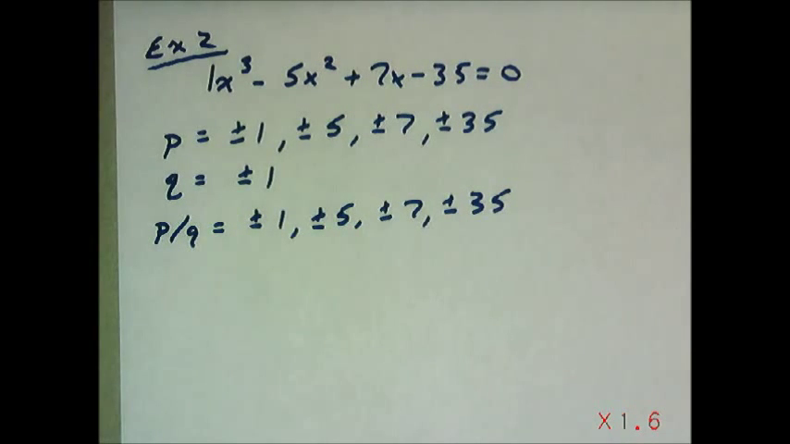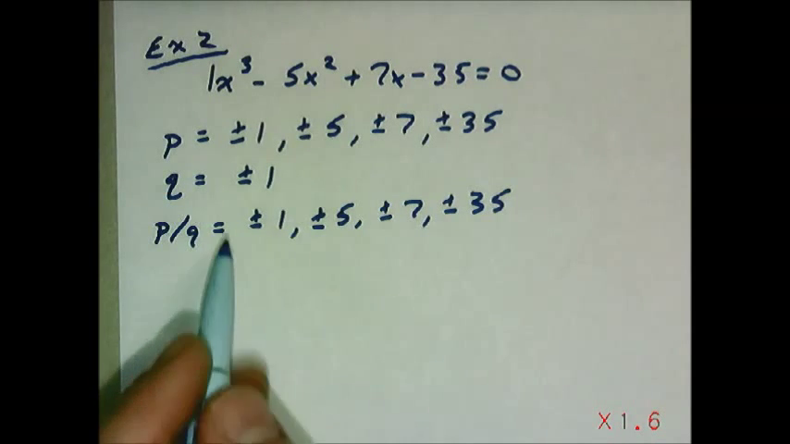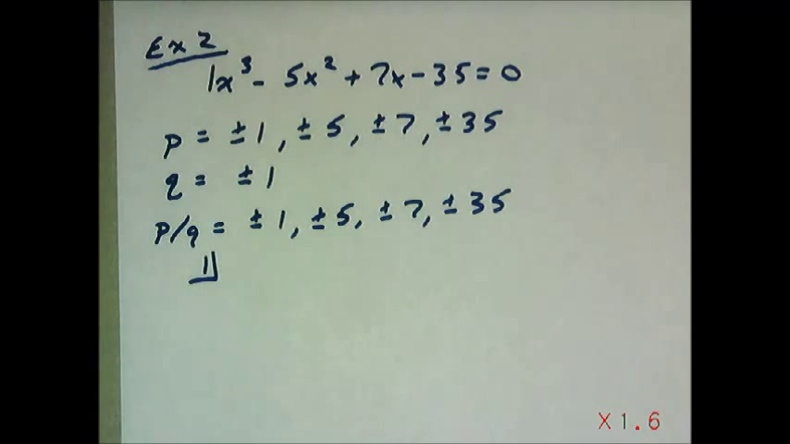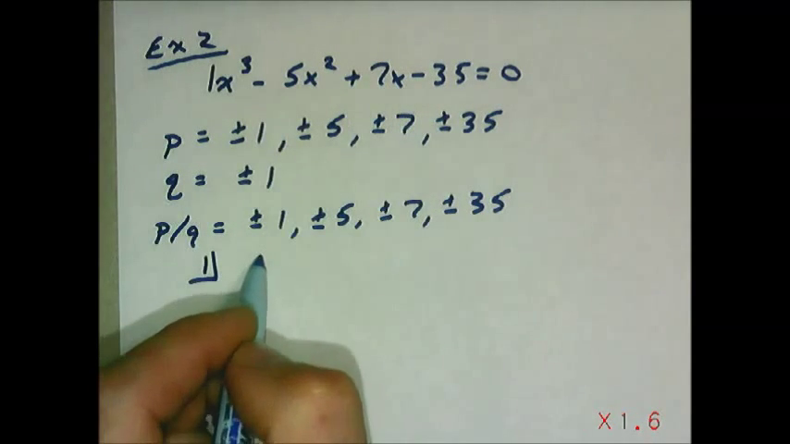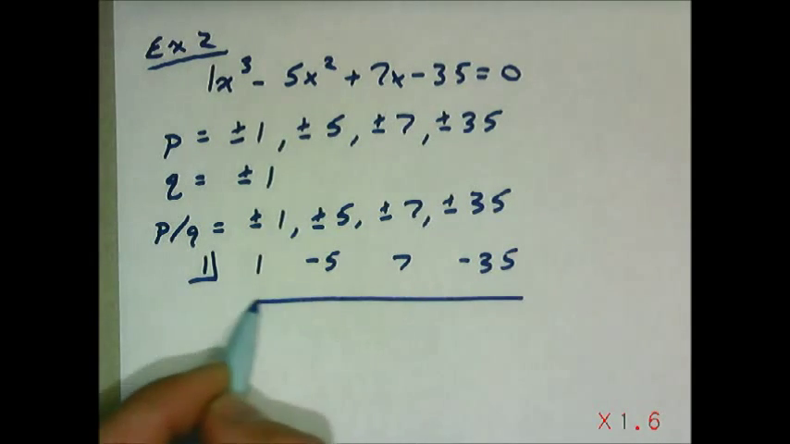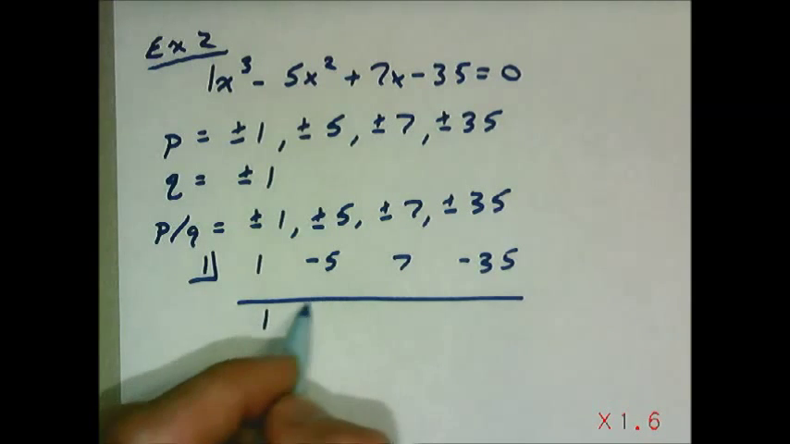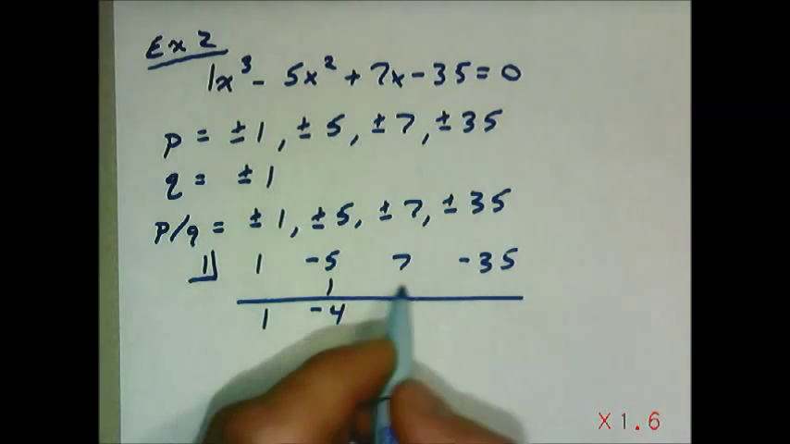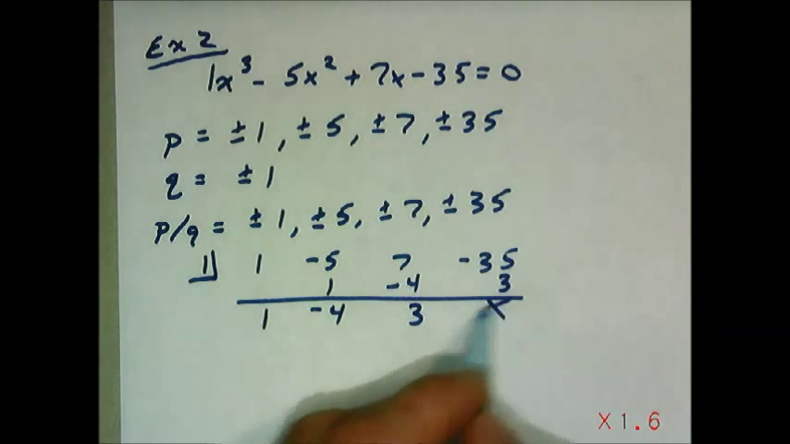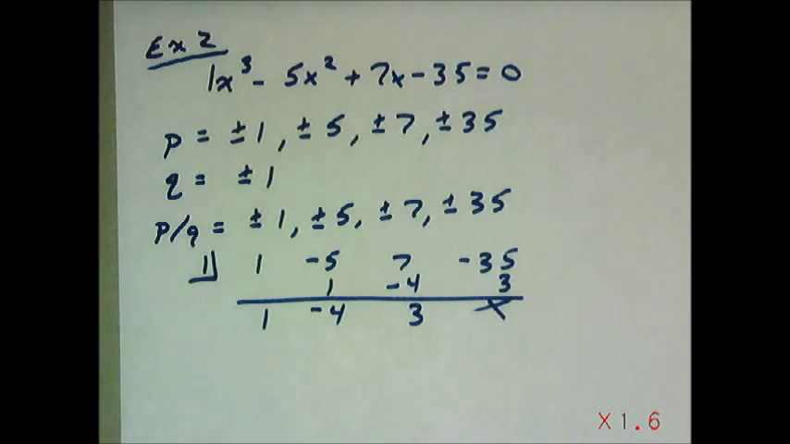We're going to go ahead and find a 0. In order to find a 0 here, we're going to use synthetic division. If I plug in 1, using my coefficients, I have 1, negative 5, 7, and negative 35. I have 1, 1, negative 4, negative 4, 3, 3. I know that's not going to be 0, so we know that this is not a 0 of our function. Skipping ahead again, I'm going to try 5.